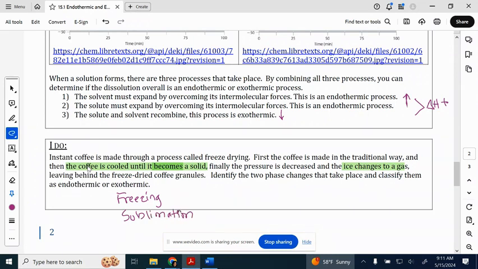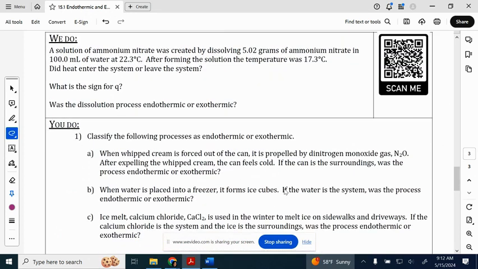Good review for your final here, guys. All right. So if something's freezing, what's happening to the heat? It's exiting, right? So this is going to be exothermic. This is going to increase the heat, so this is going to be endothermic. All right, questions? Is that making sense? All right.